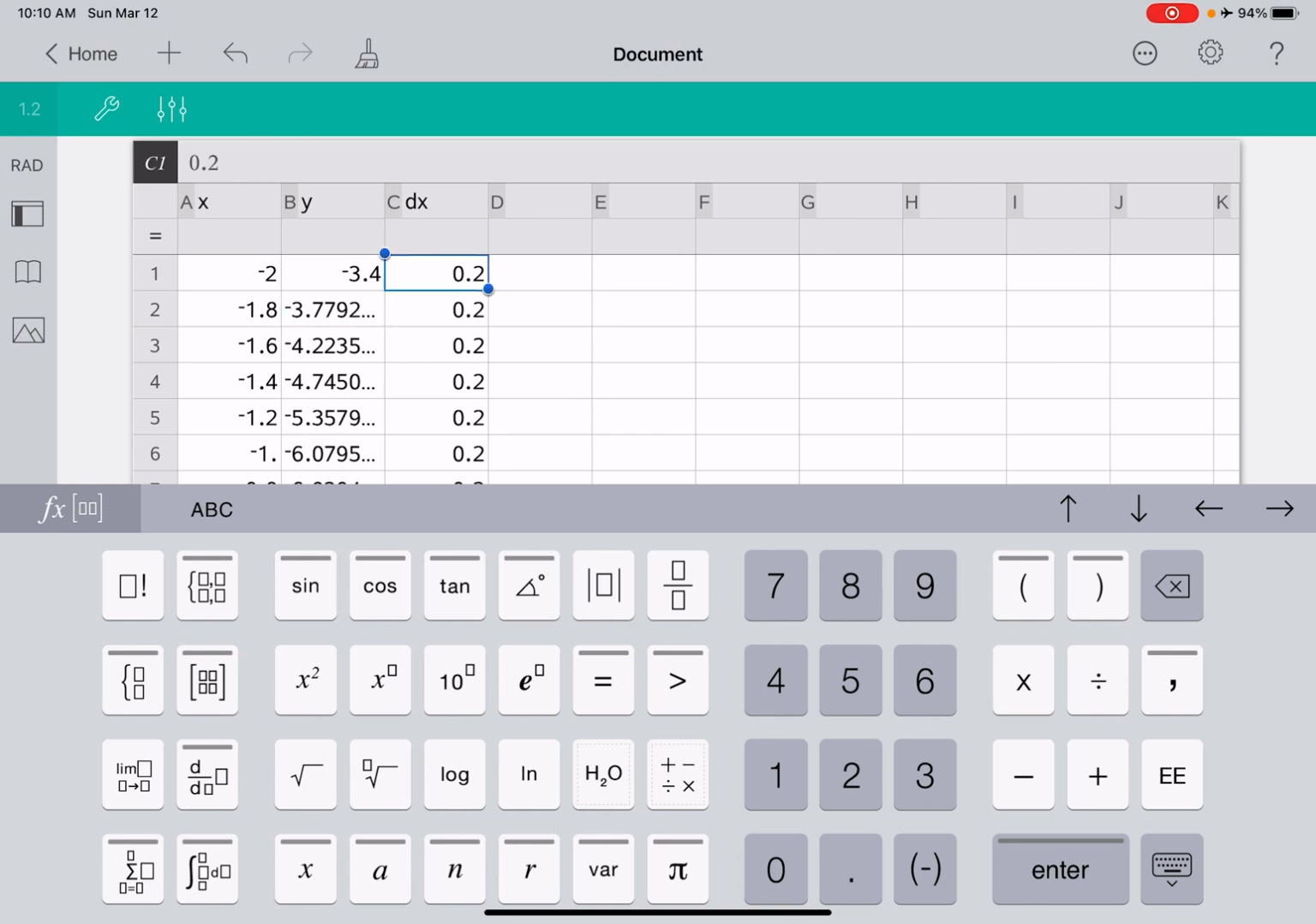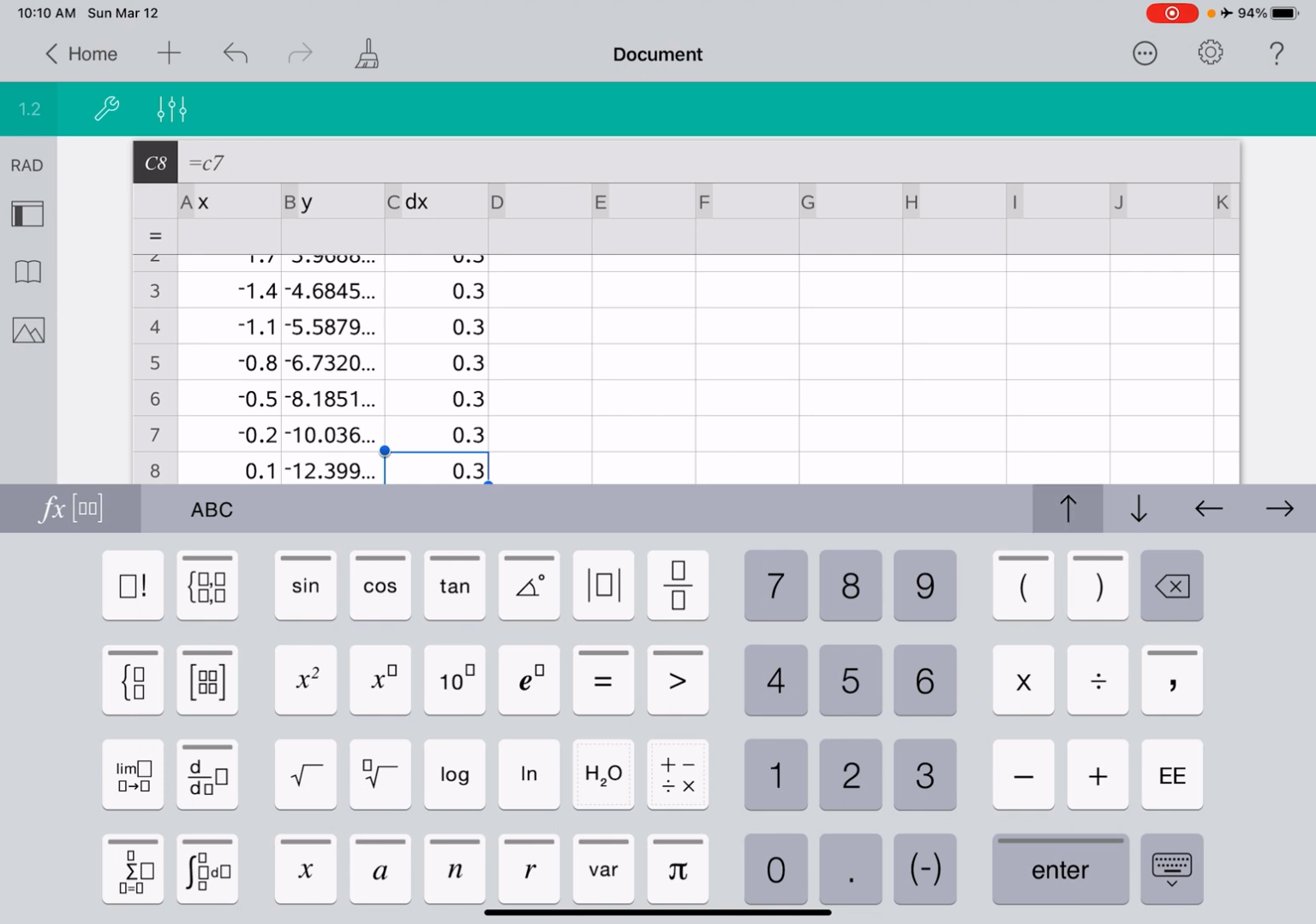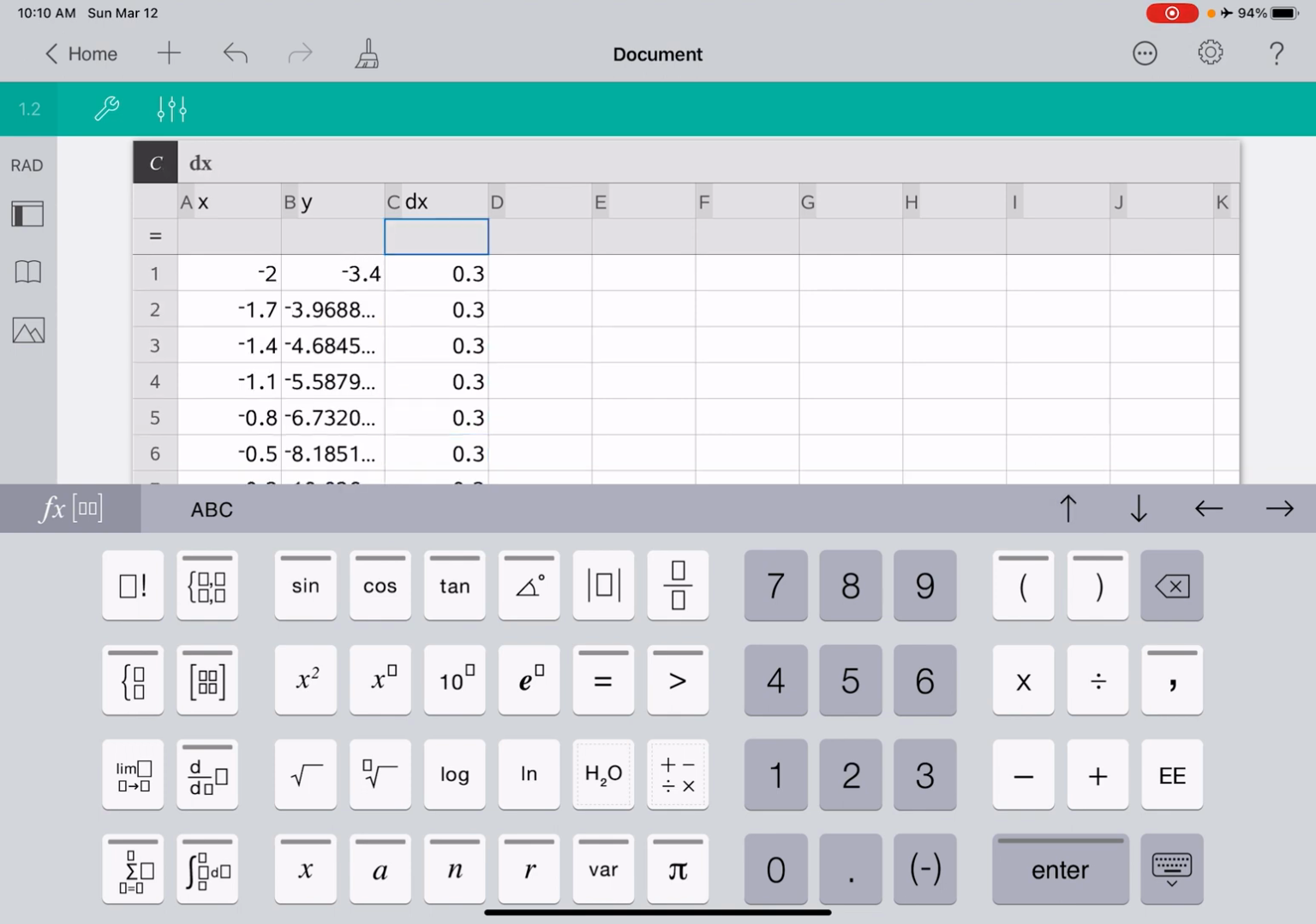The other big change, dx, or delta x, is new now too. This is now going to be 0.3, and I'll hit enter. And did you guys notice that? All of these y values automatically updated. That's cool. And all of your x values now should be in the right spot.